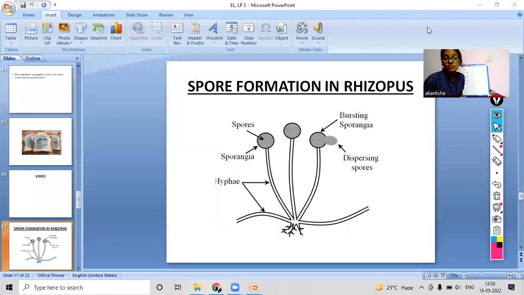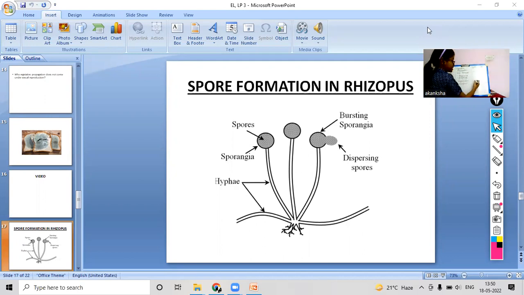So yes, we were discussing about the spore formation in rhizopus. So yes, what happens here is there is a sporangia. Sporangia is a pouch-like structure in which there are many spores present. Spores may just be like the pollen grains present in plants. So yes, spores are those very small, microscopic things.